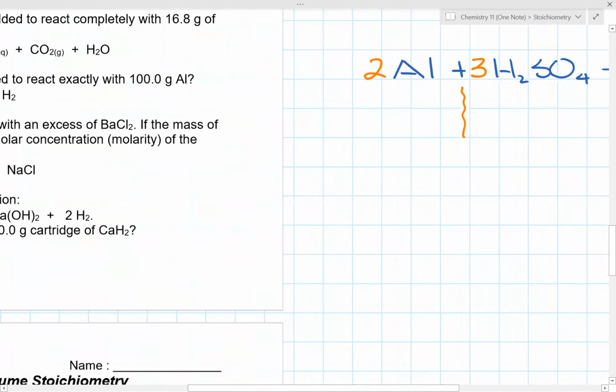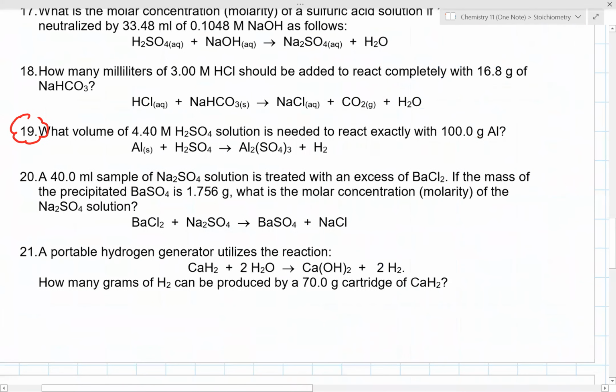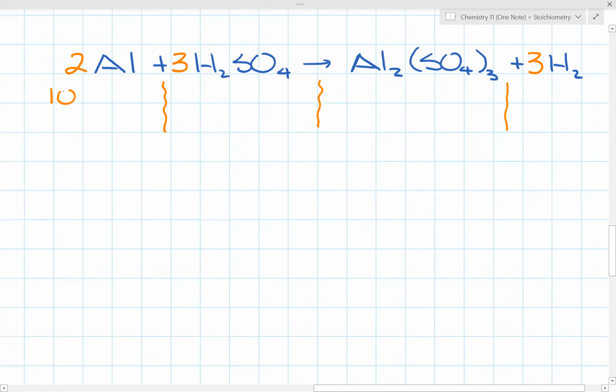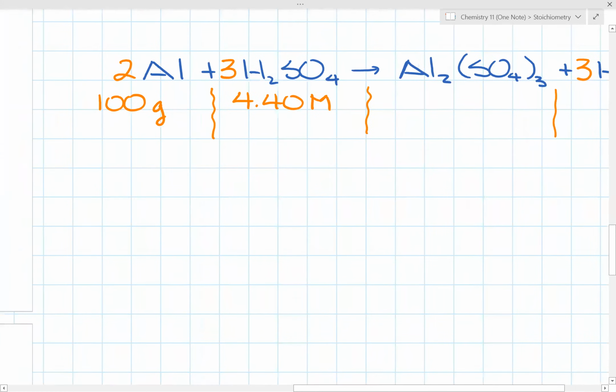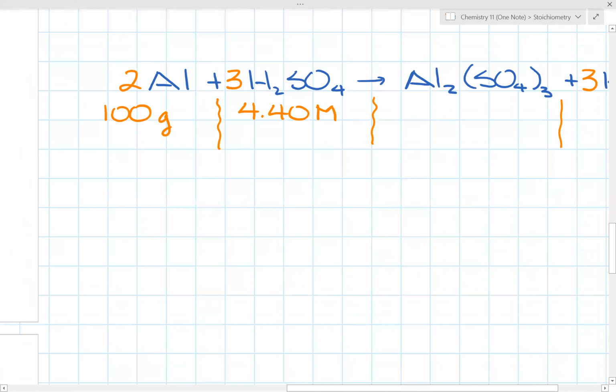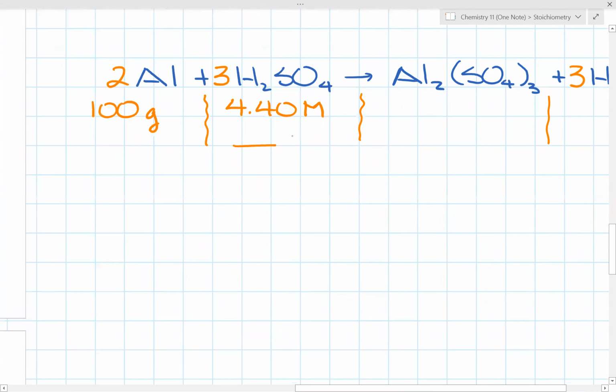So looking at the question, it says, what volume of 4.40 molarity H2SO4 solution is needed to react exactly with 100 grams of aluminum? So in this case, we have 100 grams of aluminum and 4.40 molarity of H2SO4. Now, what is it asking for? It is asking for volume of H2SO4. So in this case, they want liters.